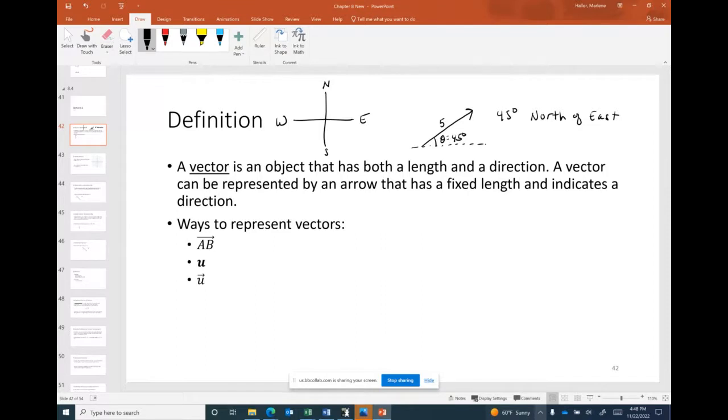So there are different ways that we can represent vectors, right? We could say AB with an arrow on top, where the starting point of the vector is A and the ending point of the vector is B. We might also just indicate it with a letter in bold, like U. But more commonly, the way I'll be doing it, is with the letter, whatever we want to call that vector, say it's U with an arrow on top.